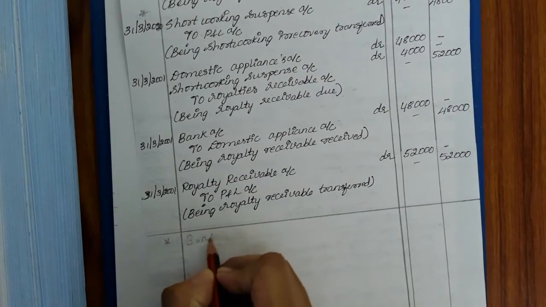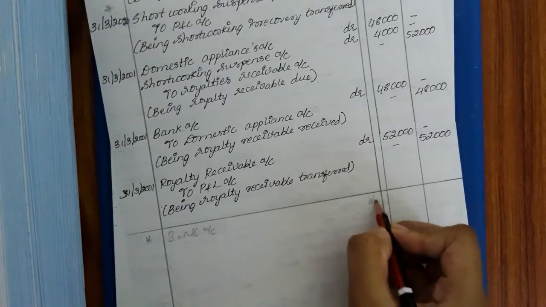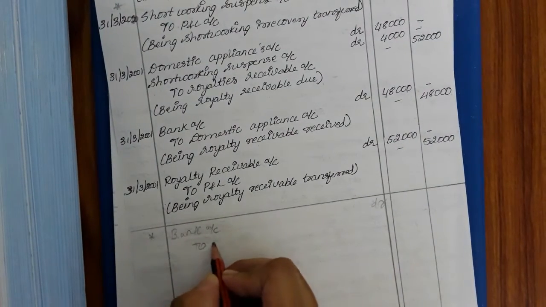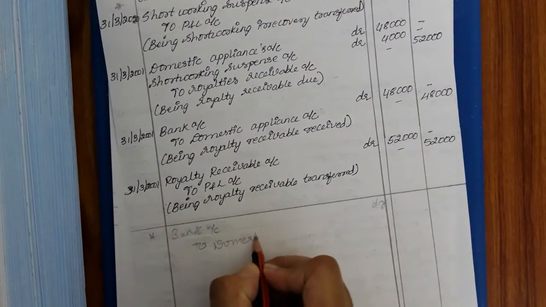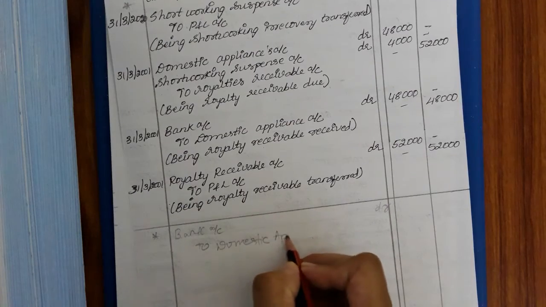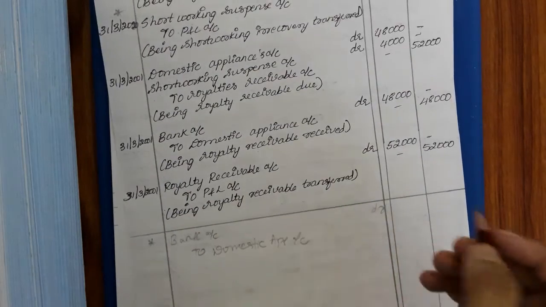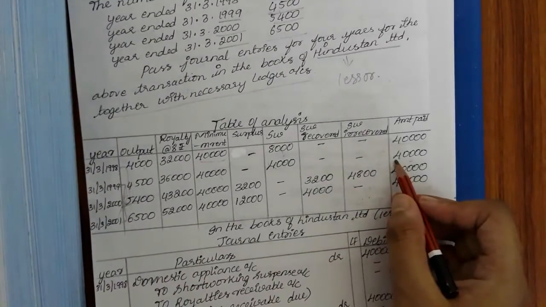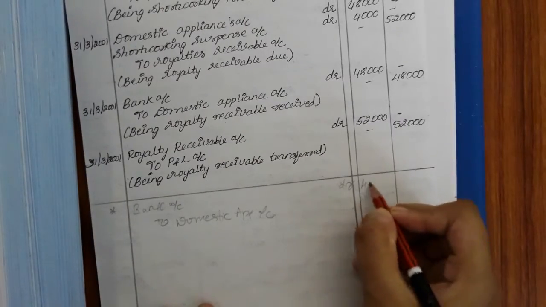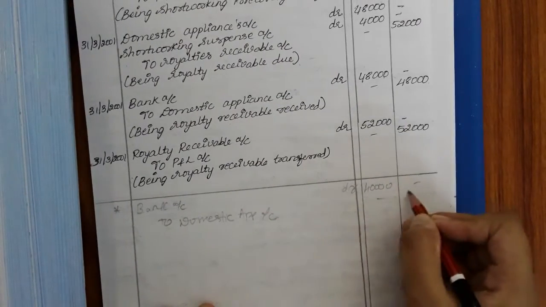For receiving the money, the entry is bank account debit to domestic appliance account. So what is the actual money you received as a royalty here? The actual money received as royalty is rupees 40,000 in year 3. That is, in year 3 you received 40,000. You will be writing that.